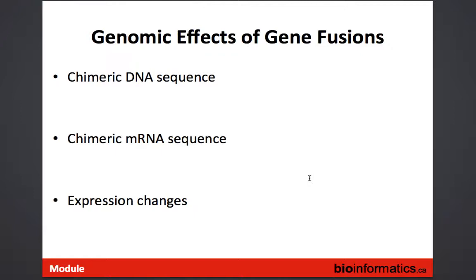the first two obvious effects are chimeric DNA sequence at the translocation boundary, where we have, say, a translocation, and the chimeric sequence is a sequence that's partially chromosome 9, partially chromosome 17, say. So that can also result in the expression of that particular breakpoint in a mRNA, although that doesn't always happen. Sometimes expression happens downstream of where the breakpoint actually is. And then we have expression changes if we have, say, an upregulated gene.